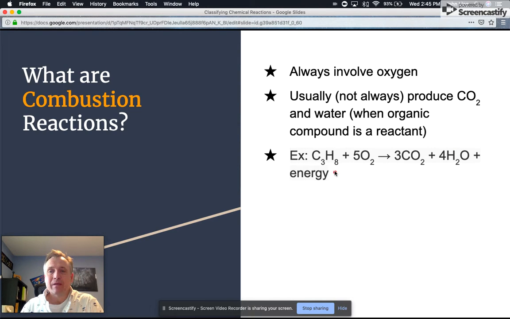Example of this would be something like this here. We have C3H8 plus 5 oxygen molecules equals 3 carbon dioxides plus 4 waters and energy. That's another telltale sign you have combustion, when energy is produced, because if you think about it, when you burn something, you get heat, right? So that's another example. All right, so again, oxygen on the left, always. Maybe carbon dioxide and water on the right, depending on what's being burned. And you get something like this where you have energy produced.